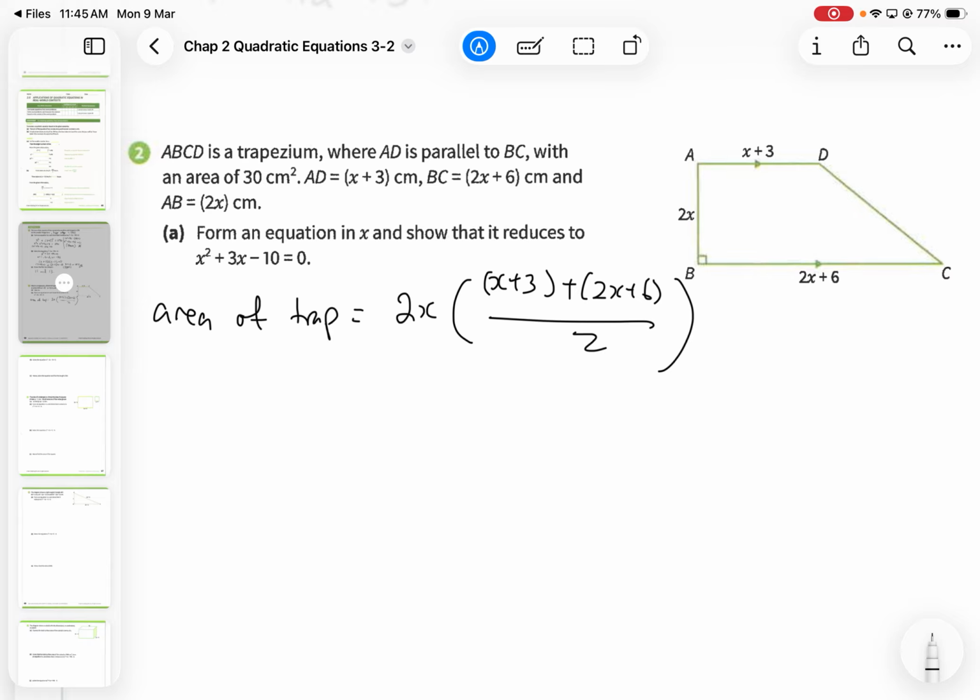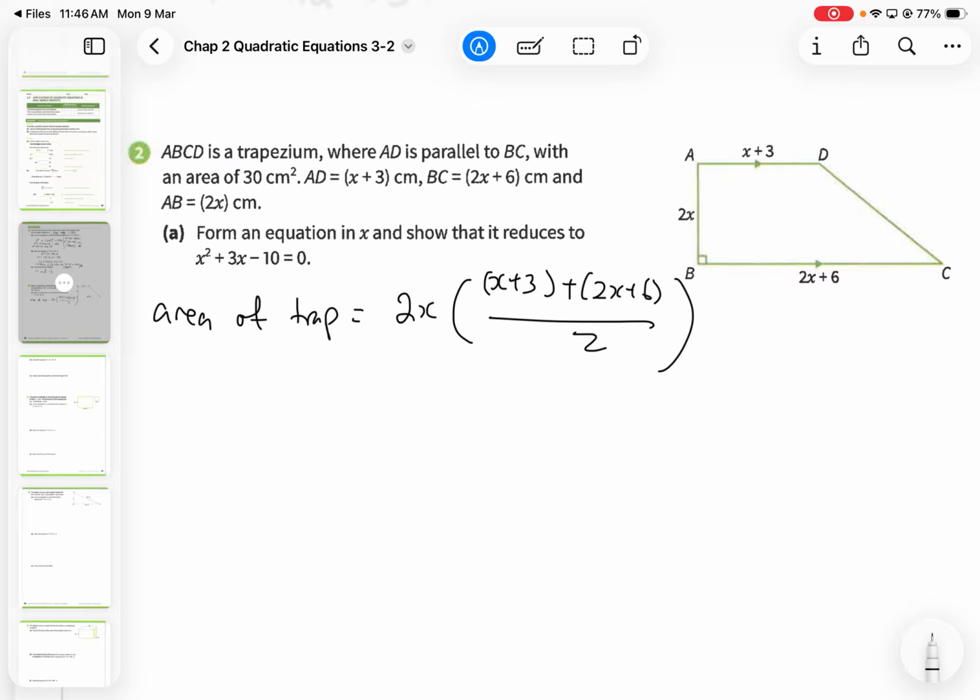Okay? Here I am finding the average of the shorter side and the longer side because area is base times height. All your area other than circle is all base times height. Base and height must be 90 degrees apart. So my base is here and here. My height is the distance between these two bases. But when I have two different bases, I need to take average. That's why x plus 3 plus 2x plus 6 then divide by 2.